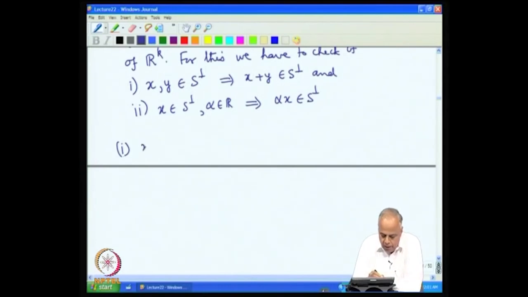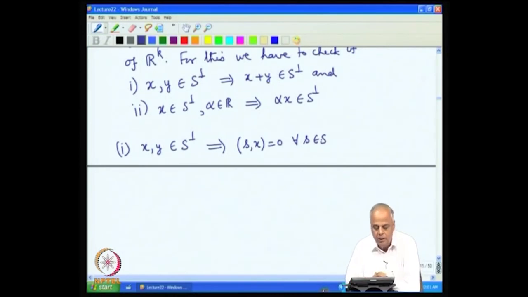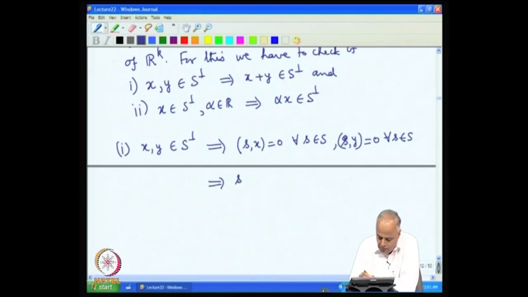So, let us look at 1. We are given x, y in S perp. What does that mean? x is in S perp, which means x is orthogonal to all the vectors in S. That means <s, x> is equal to 0 for every s in S. Similarly, y is in S perp. So, <s, y> is equal to 0 for every s in S. Now, if we add, we get <s, x> plus <s, y> is 0 plus 0. So, it is 0 for every s in S.